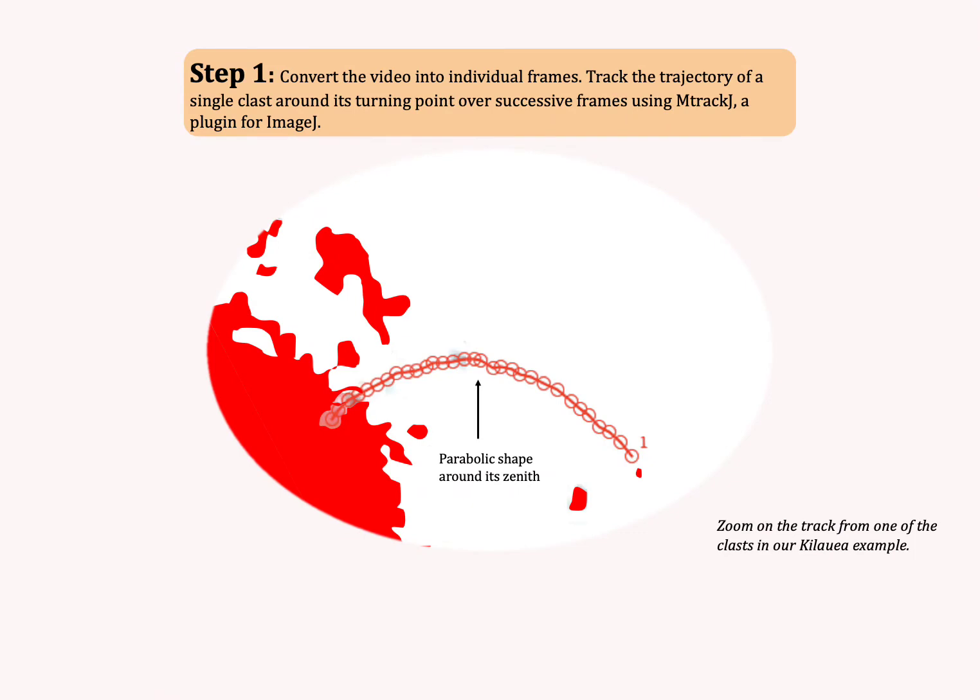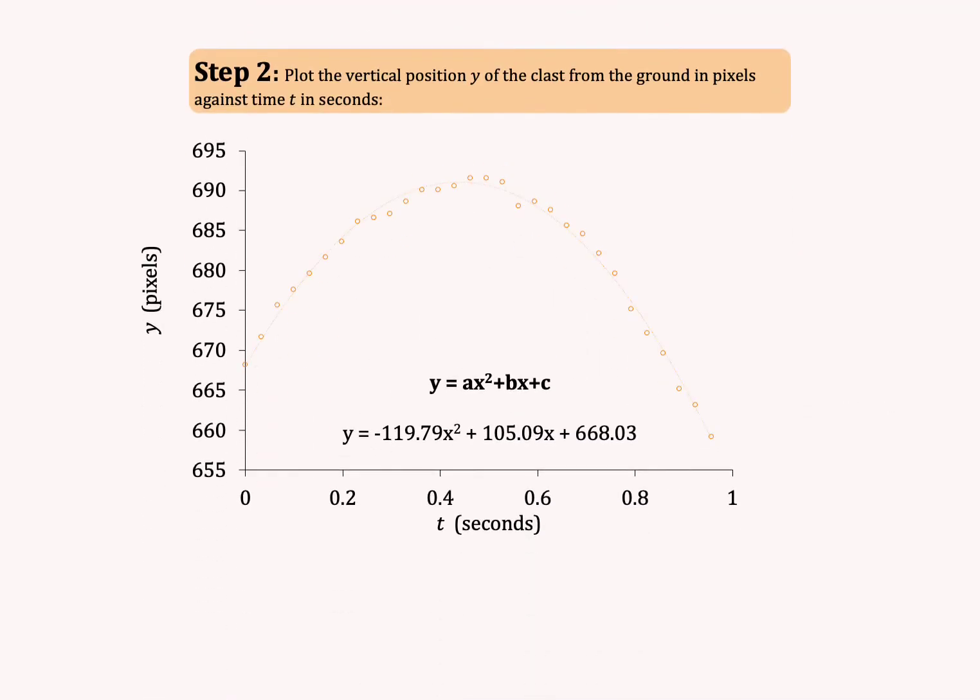So the first thing we do is to convert the video into frames, and we can then open these frames in ImageJ and use the MTrackJ plugin to track the clasts over successive frames around the zenith. And we can then plot the vertical position of the clast against time and fit a parabola, which is associated with a second-order polynomial equation, to the curve.